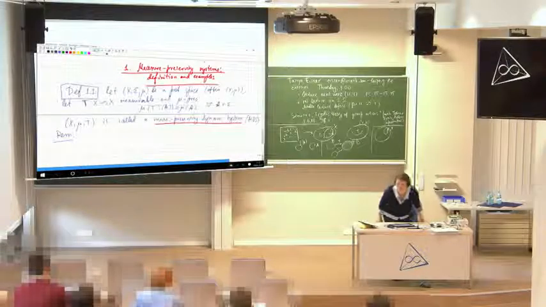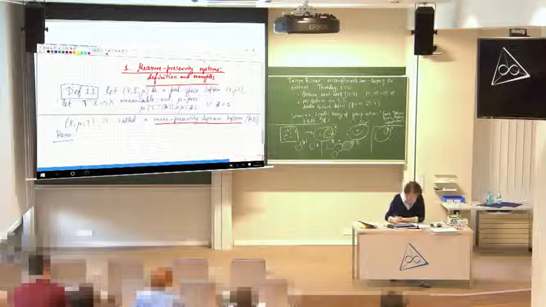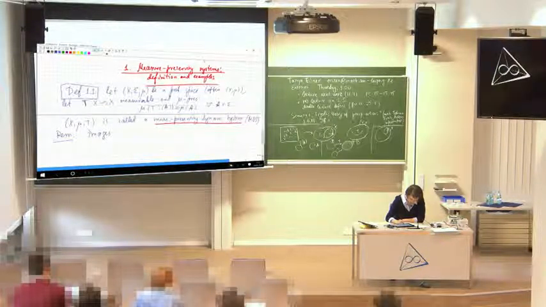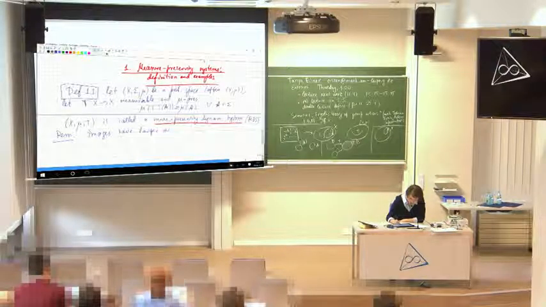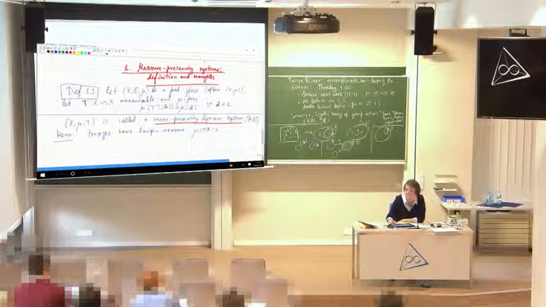This is a remark on what happens with images. Remark: images have larger measure. Mu of TA is bigger or equal than mu of A. Just as a remark.